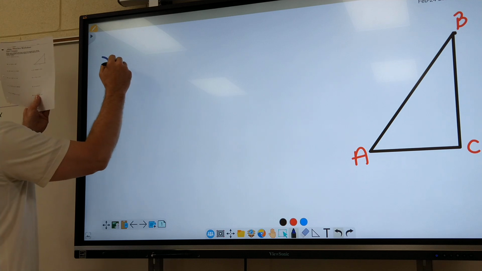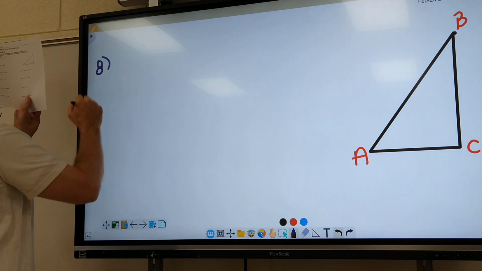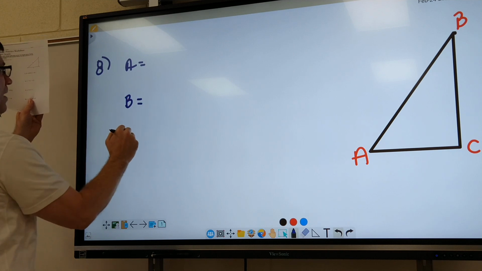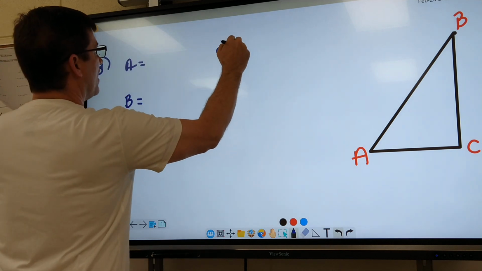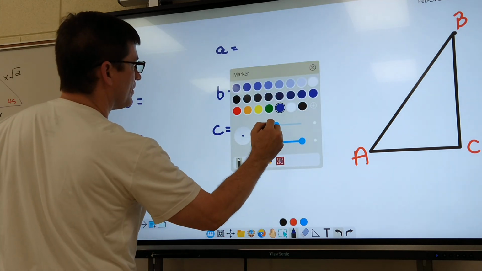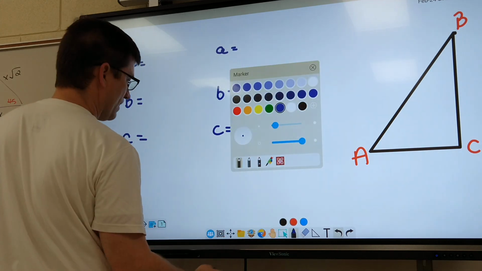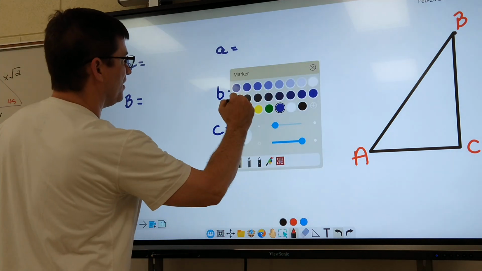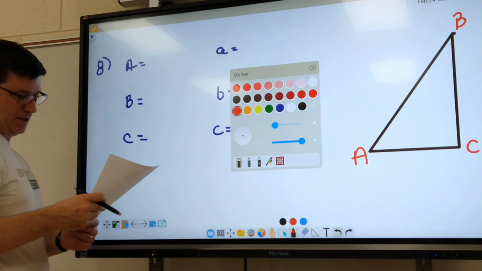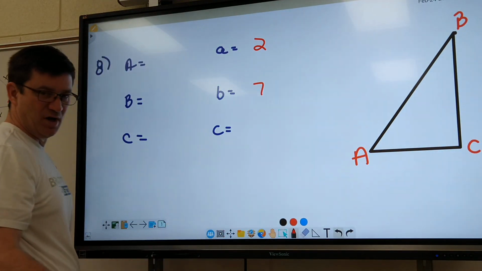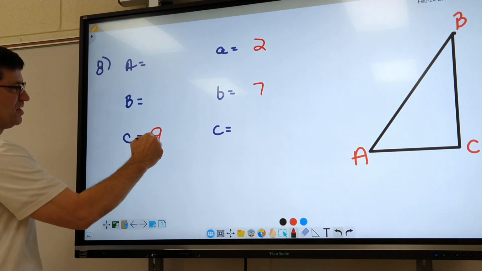What number are we doing? All right, let's do number 8. Last one, number 8. Capital A, capital B, capital C, little a, little b, little c. All right, so number 8, let's write in the answers that they're giving us. Little a is 2, little b is 7. What else do we know? Angle C is 90 degrees.